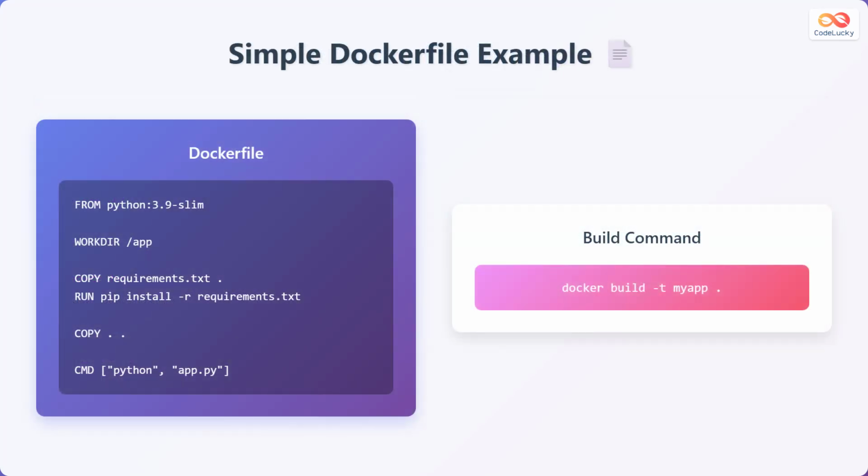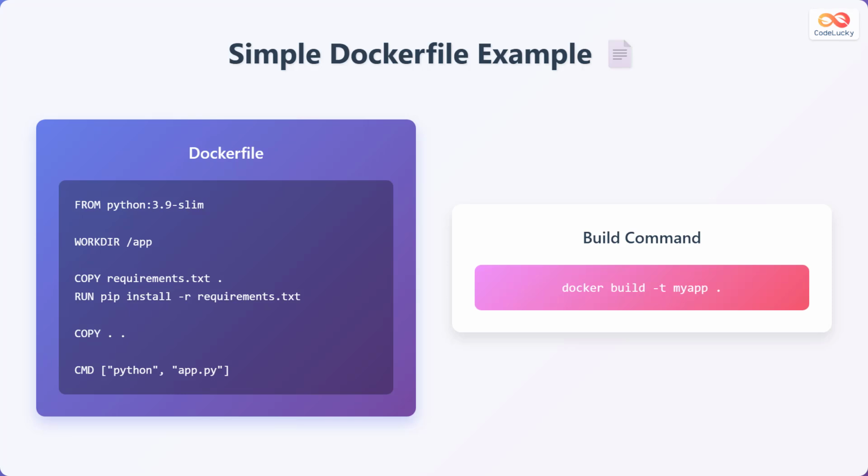Now let's see a simple Dockerfile example. The Dockerfile contains the following commands. FROM python:3.9-slim. This command specifies the base image as Python 3.9 slim. The next command is WORKDIR /app. This command sets the working directory to /app.